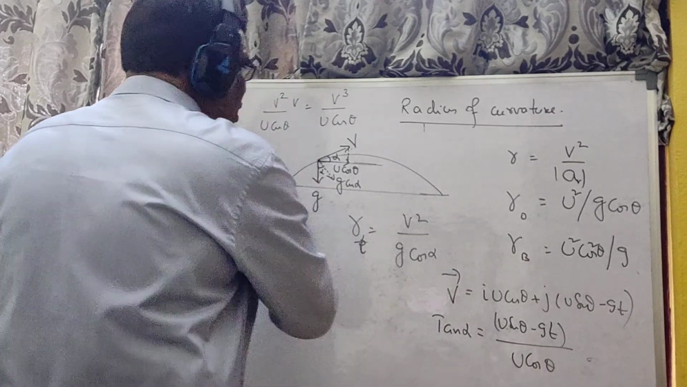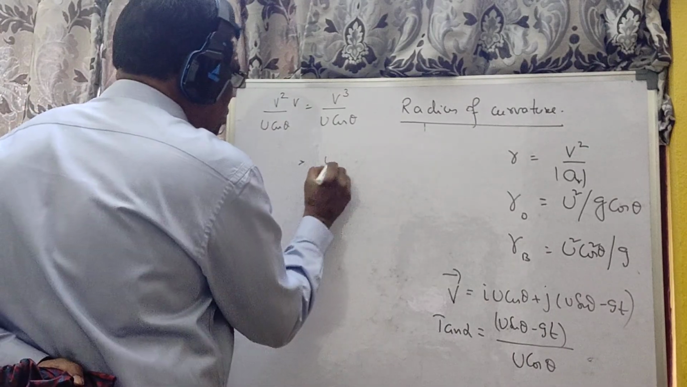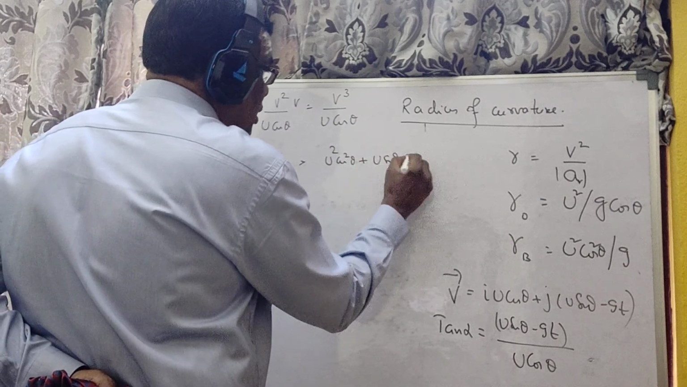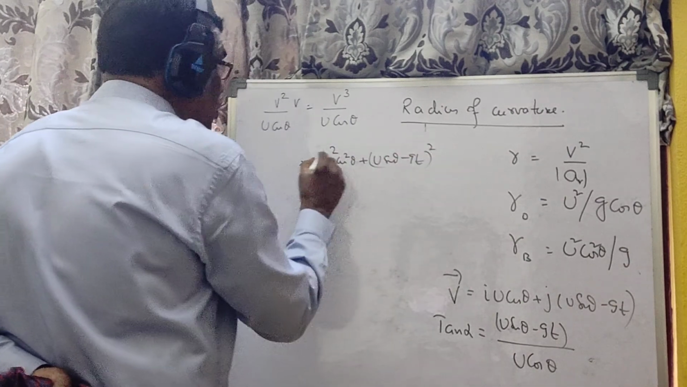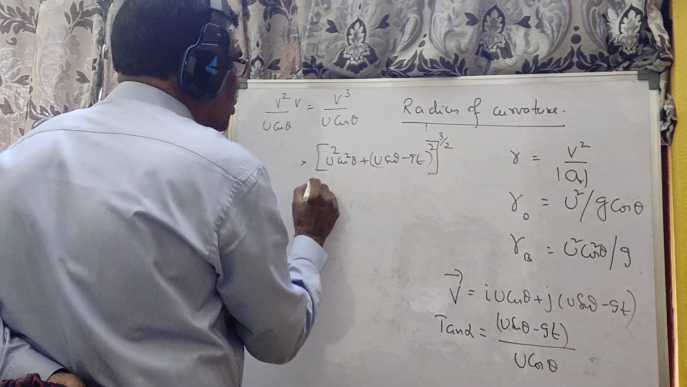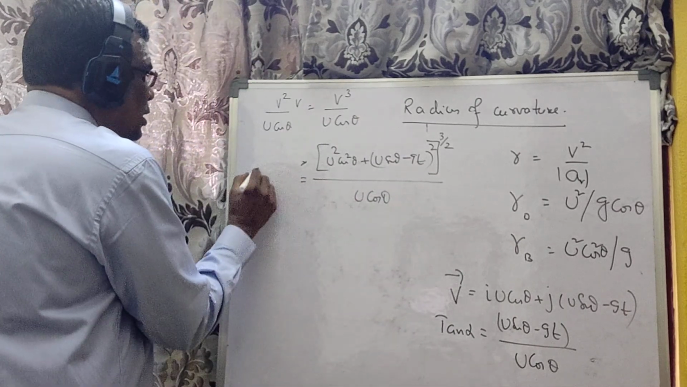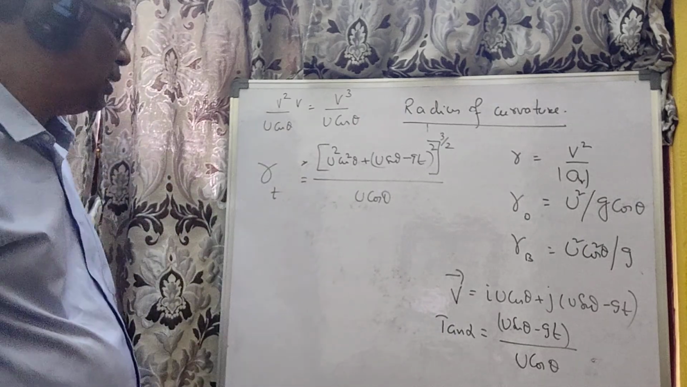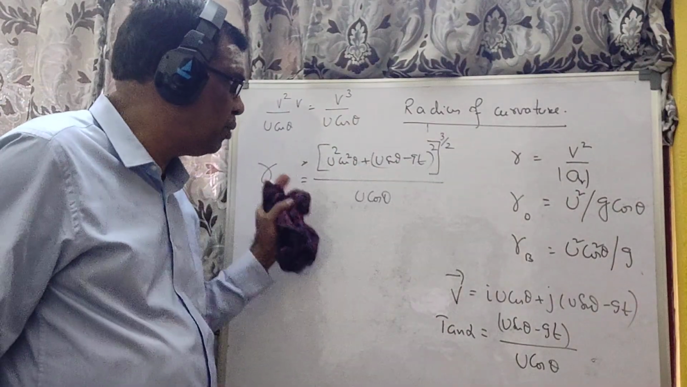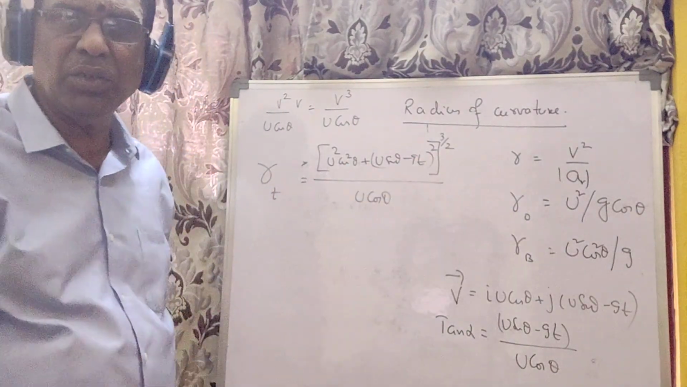How to get the total velocity? You know that: (u square cos square theta plus (u sin theta minus gt) whole square) under root, to the power 3 by 2, by u cos theta. This is our radius at any time t. Now you can take that time factor and substitute it. All the answers that you got before, you are going to get them right. Okay?